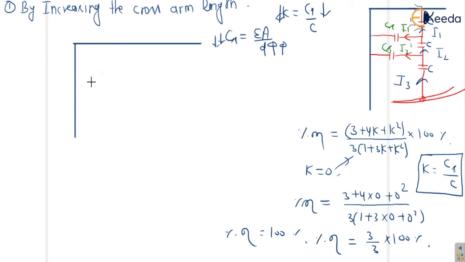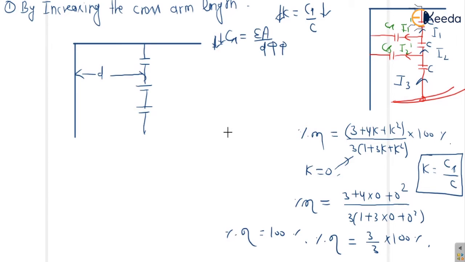We can say exactly from here, let us assume the strings are here. This distance basically is d. So when d is more, Cs will be less. It means if we increase the cross arm length, the d value will increase, then Cs will decrease. When the Cs value decreases, the k value will decrease. So we can say the percentage efficiency will be maximum, or we can increase it. So this is the first method.